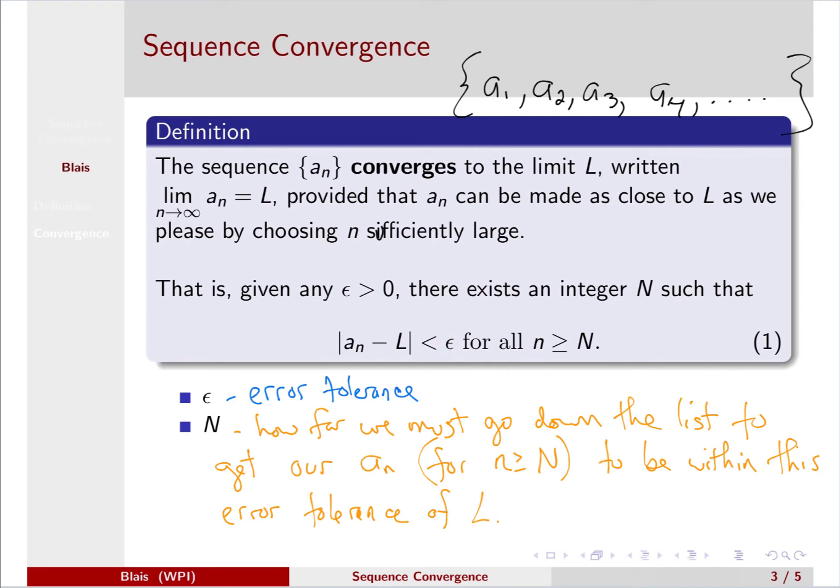This defines the limit of the sequence being L, particularly because this will work for any epsilon. Think of epsilon as some tiny error tolerance. If you give me a tiny error tolerance, I can say you just have to go far enough down the list so that a sub n is within epsilon of L. And this works for any epsilon. And the idea is as you shrink epsilon, this N will get larger. If you want to get your a sub n's closer to L, you have to go further down the list.